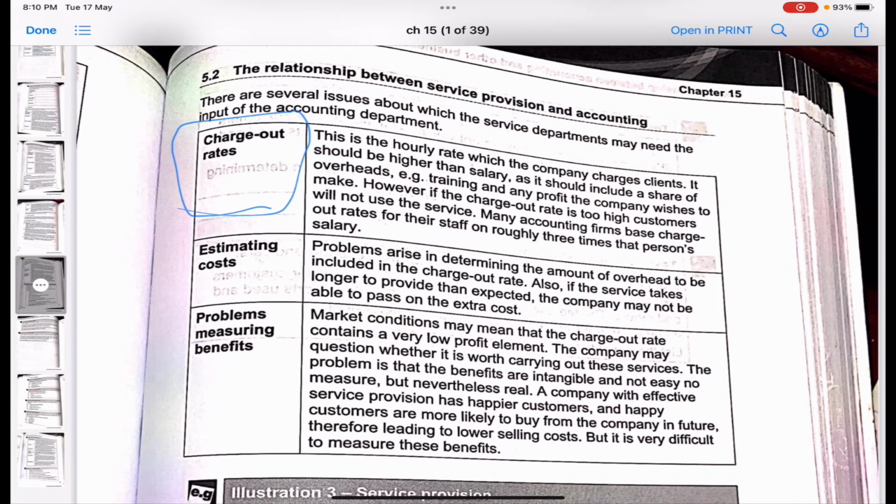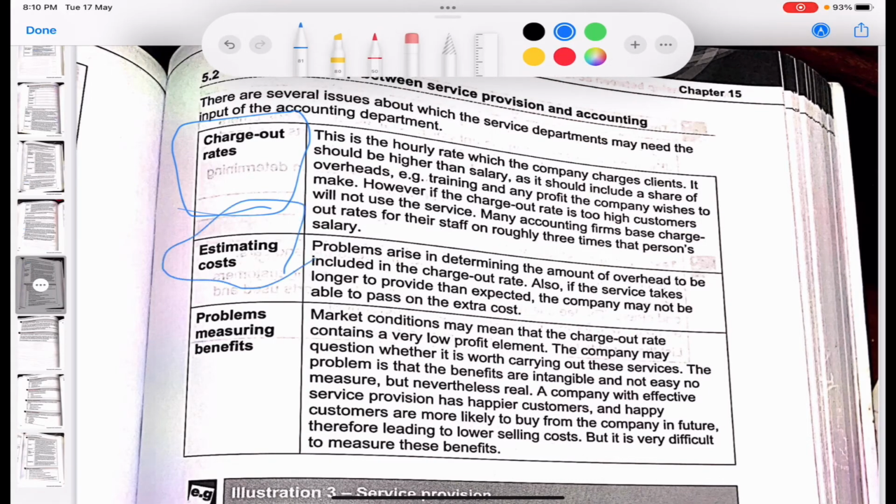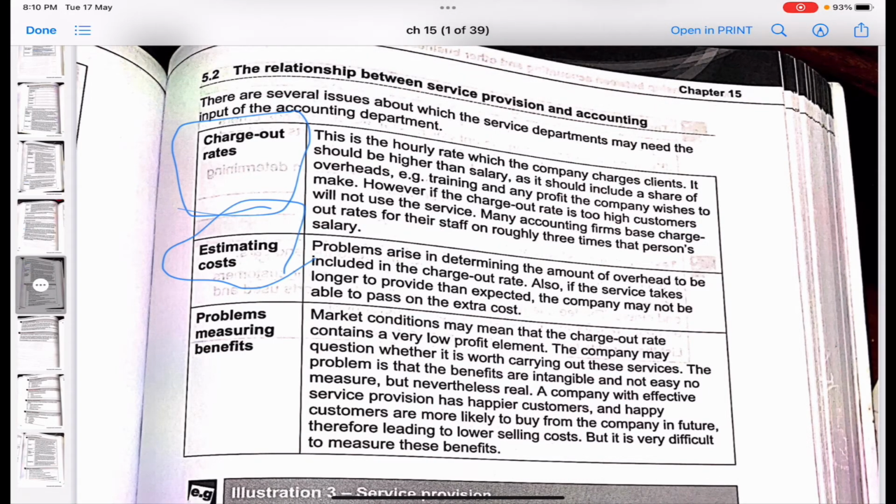Many accounting firms base charge out rates for their staff on roughly 3 times that person's salary. Next, we have estimating costs. So, what is estimating costs? Problems arise in determining the amount of overhead to be included in the charge out rate. Also, if the service takes longer to provide than expected, the company may not be able to pass on the extra cost, obviously. So, we need to estimate how much cost there is for the overheads, which is to be included in the charge out rate.